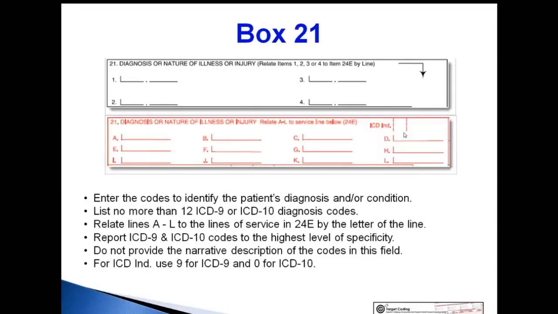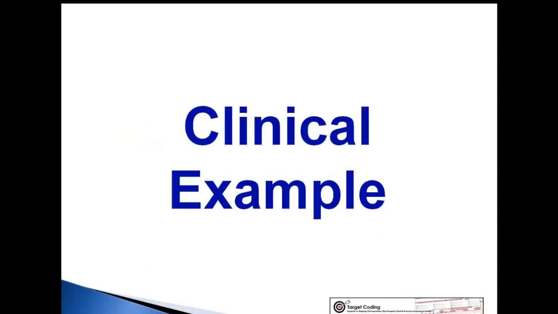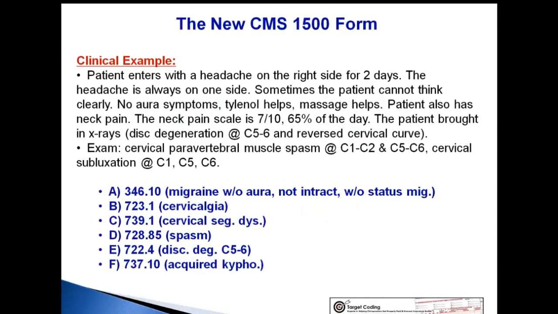So if you're using ICD-9 codes, you put the number 9 in there. Next year, when we transfer over to ICD-10, you're going to put the number 0 in there. There's only room for 1 digit, so we can't put the number 10 in there. You're going to put the number 0 in there next year, not now. So right now, you're going to use the number 9 and ICD-9 codes. This is a big change. This is huge. So what I've done is I've put together one clinical example so you could see how this is going to change.